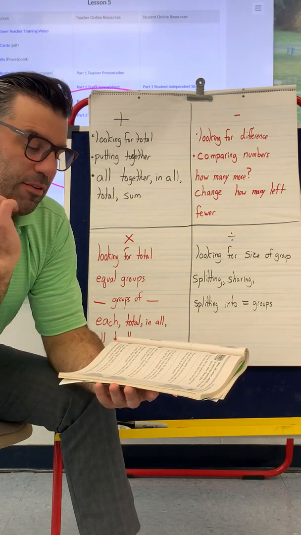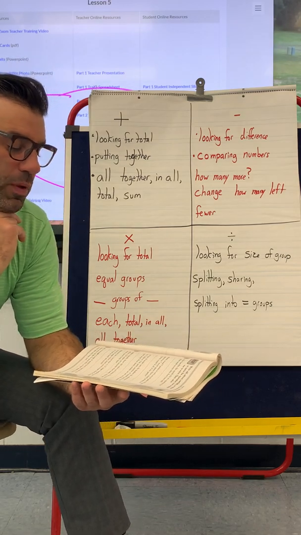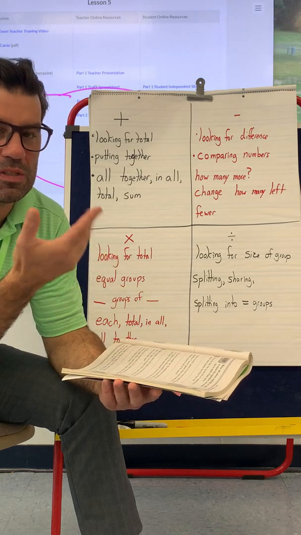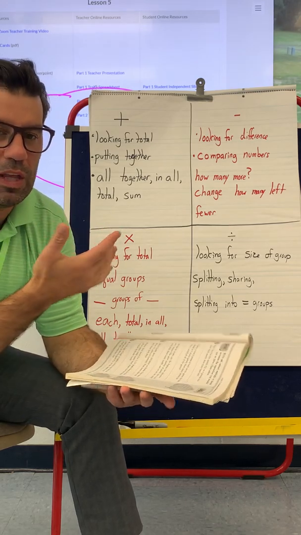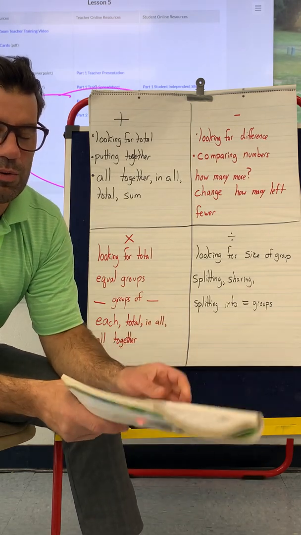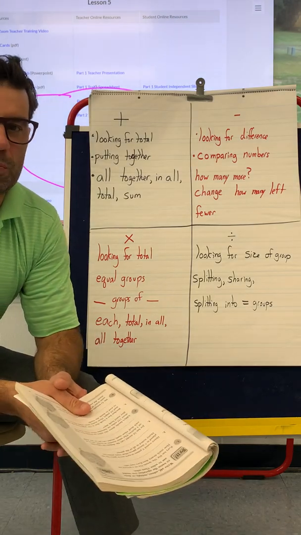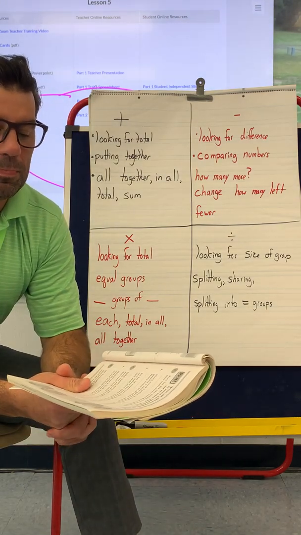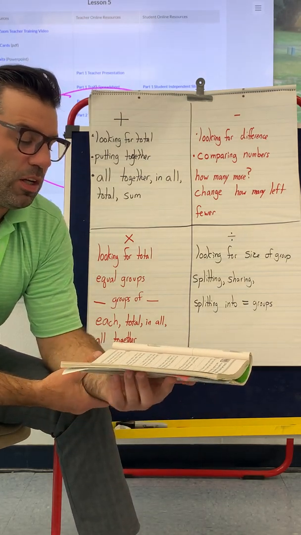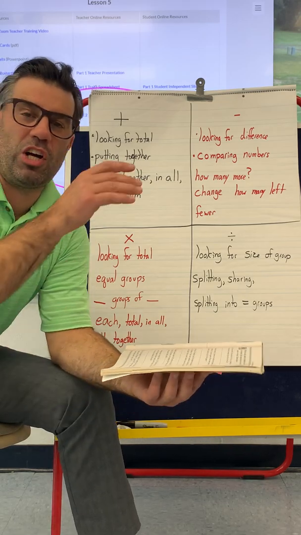Number 2, Henry scored 2 points in each soccer game. He has played in 7 games. How many points did he score in all the games? So we're looking for all, the total. He played in 7 games, and each one was 2. So it's equal groups: 2, 2, 2, 2. If you're thinking this is multiplication, you're right, because I'm looking for the total and I'm counting by equal groups.